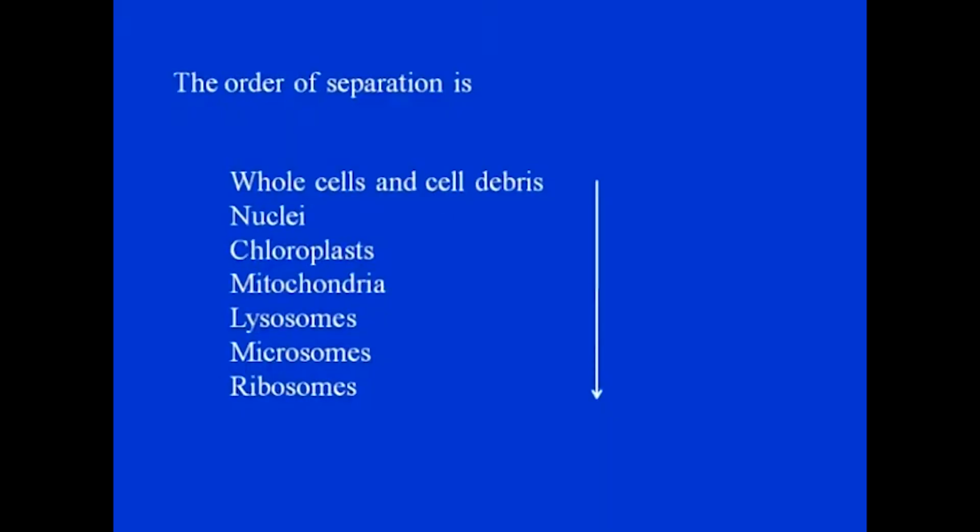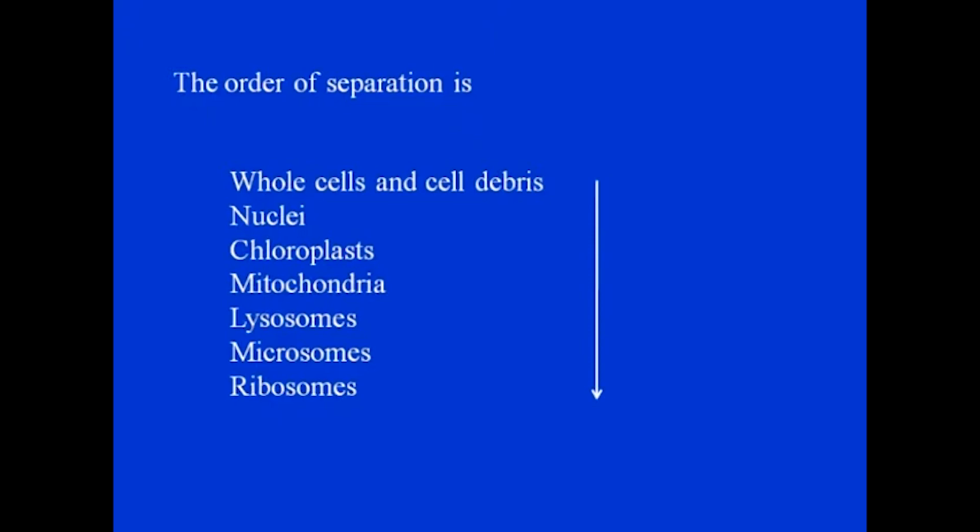Now, if we take certain examples, the order of separation for the constituents of a cell, the whole cell and its subcellular organelles and other parts, is as follows: whole cells and cell debris will settle down first, and then come the nuclei, chloroplasts, then mitochondria, lysosomes.